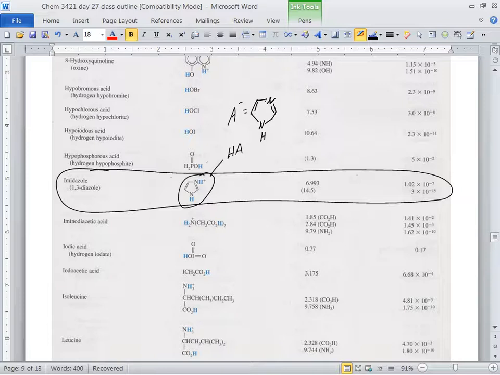Would you like us to draw these when we do the Kb? You have to. You don't have any choice. You can't just write A minus. That's where the table comes in handy, even if you recognize it as a conjugate acid. If you don't know what imidazole is, and I don't, I use a table. Why memorize this kind of thing? Just Google it, or use the table.